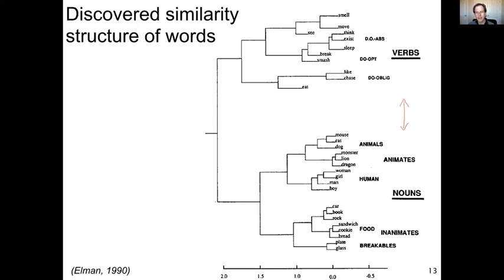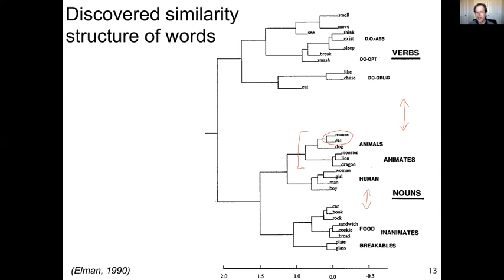But you also see finer grained structure. So for example, cat and mouse turn out to be the very most similar words to each other. Animals were more similar to each other than to non-animal nouns. Animates were more similar to each other than inanimates, and so forth. And all of this was semi-explicit, semi-implicit in the way that the grammar was defined.